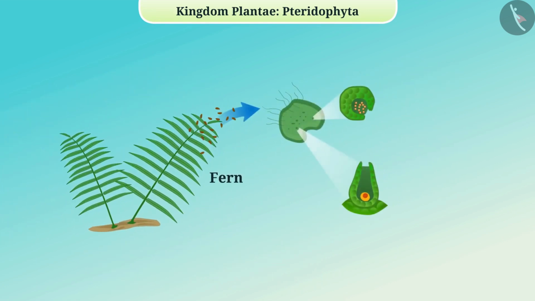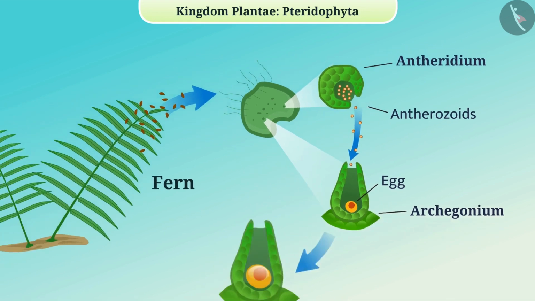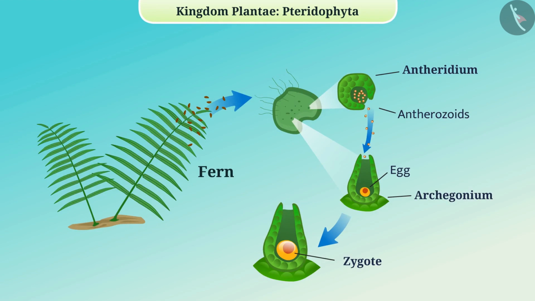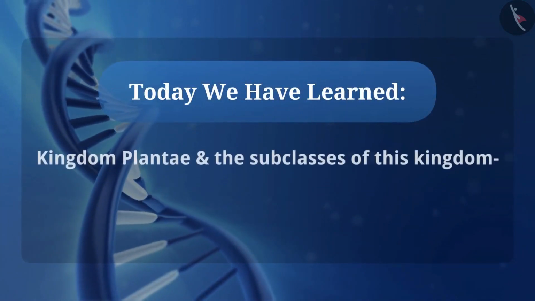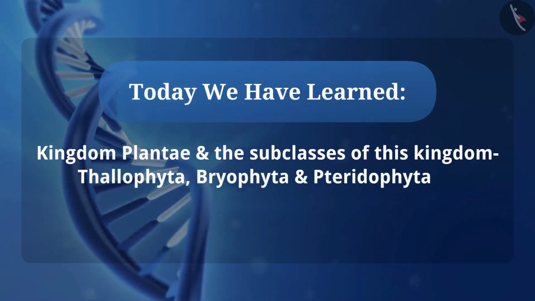The gametophytes have male and female reproductive parts which are called antheridium and archegonium respectively. Antherozoids are released from the antheridium and reach the mouth of archegonium through water. The egg present in archegonium fuses with the male gamete to produce zygote, which develops into a new individual. So today we learned about kingdom Plantae and subclasses of this kingdom, Thallophyta, Bryophyta and Pteridophyta.